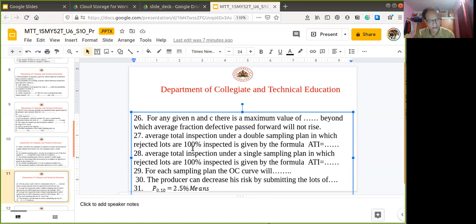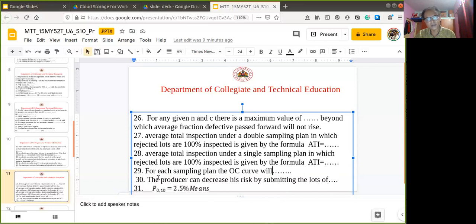Then the 29th is what? For each sampling plan, the OC curve will differ. It will not be the same. For one sampling plan it is one type of curve, for the other sampling plan it is another type of curve. So the 29th, for each sampling plan, the OC curve will be better quality than AQL. So that is the answer for the 29th.